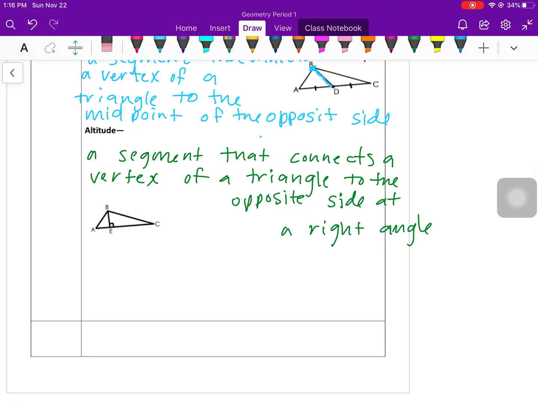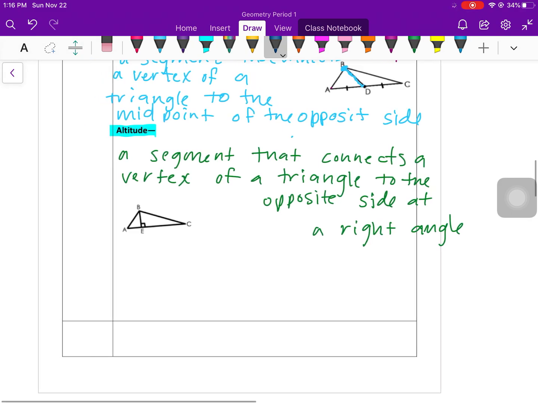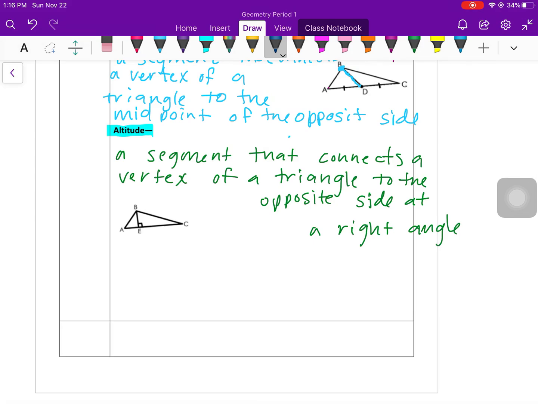And what is the altitude? Our last new vocab term. Altitude. What do we think of when we think of altitude? I think of planes flying in the air. We reach the altitude of 30,000 feet. So I like to say, how high? How high is it? So we can find out how tall our triangle is given any vertex that we choose. So it's a segment that connects the vertex to the opposite side at a right angle. And that'll give you how high the triangle is.